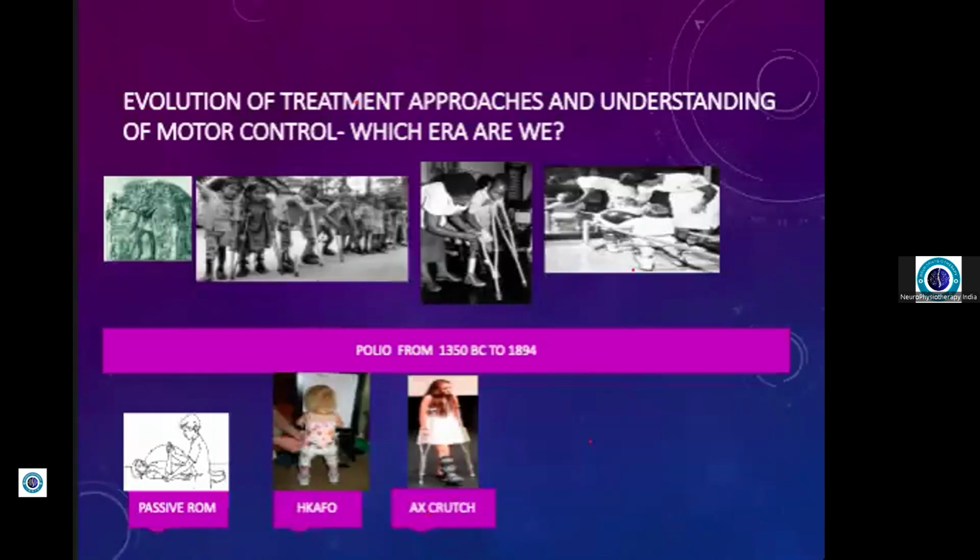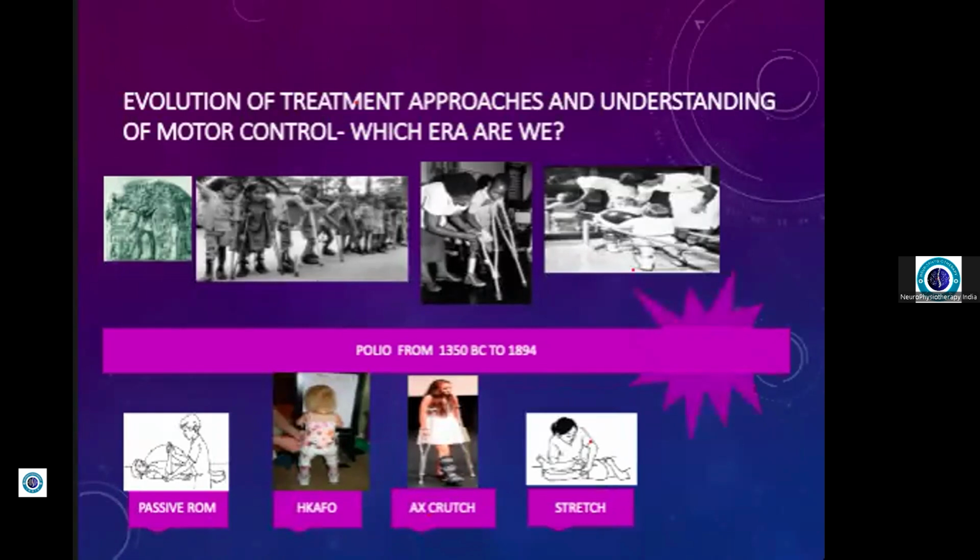Now, please remember your child who is with cerebral palsy. Aren't we giving them this, that is passive range of motion? Again, we are fixing them with hip, knee, ankle, foot orthosis. We are doing stretching. We are giving them those crutches. So, think, am I still doing muscle re-education? If I am doing muscle re-education, which era of therapy am I using? Okay, next slide.